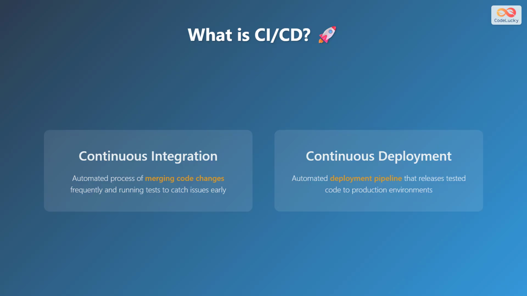Continuous deployment, or CD, is an automated deployment pipeline that releases tested code changes to production environments. It ensures that your application is always up to date with the latest features and bug fixes.